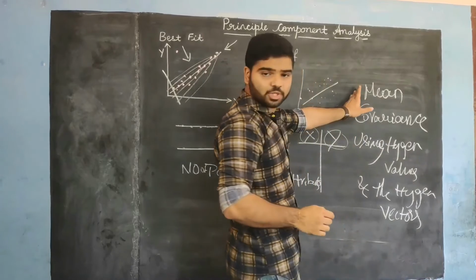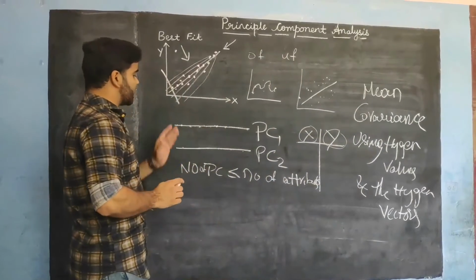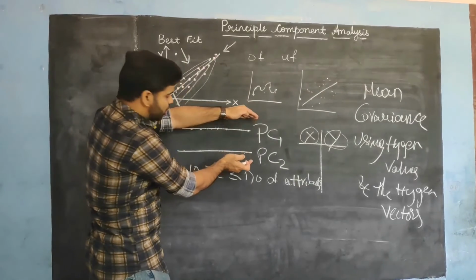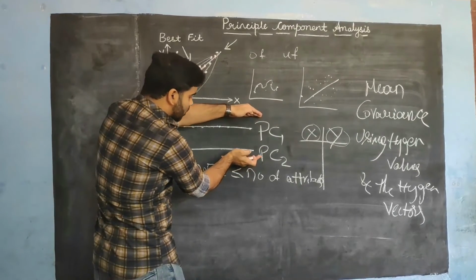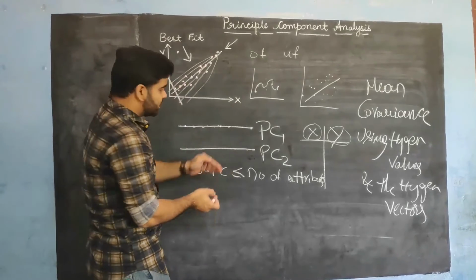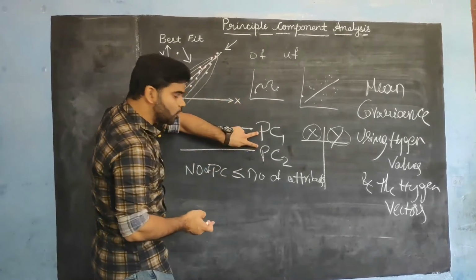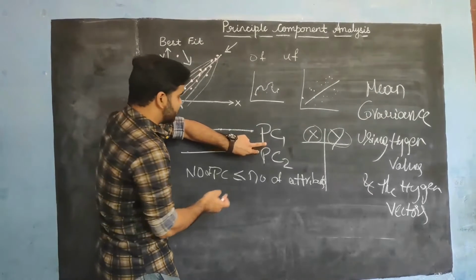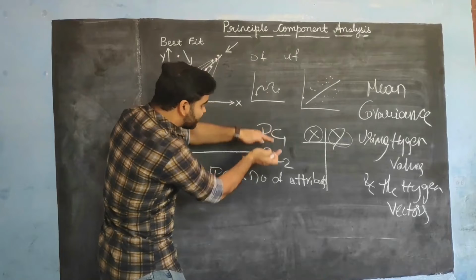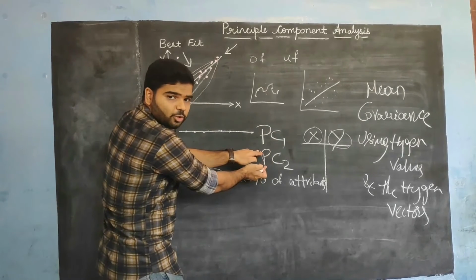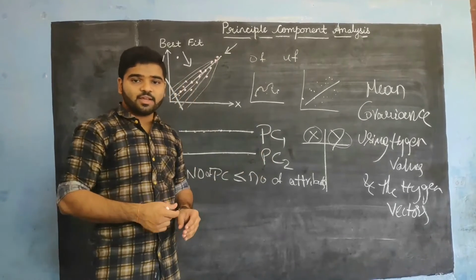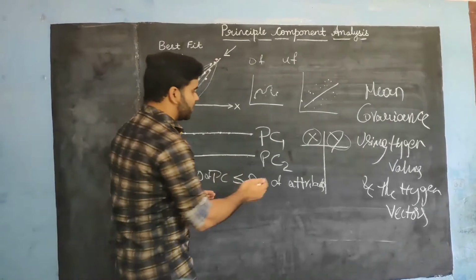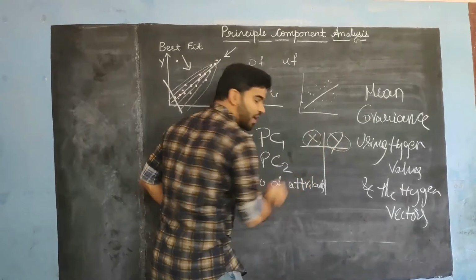Before getting into this, one other important point I want to tell you is that these two principal components should be orthogonal in nature. It means that any two principal components should be independent of each other. This principal component should not affect the value of principal component 2. You might have a doubt whether there will be only two principal components. No, it is based upon your attributes. For example, here you have taken X and Y.